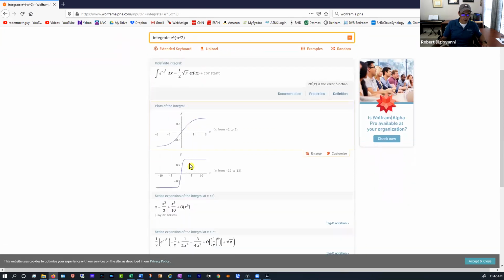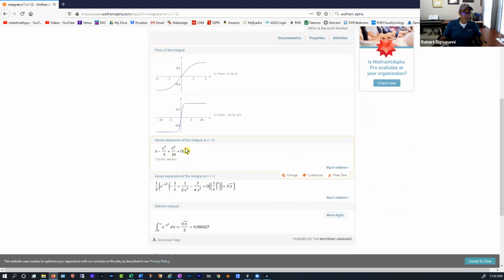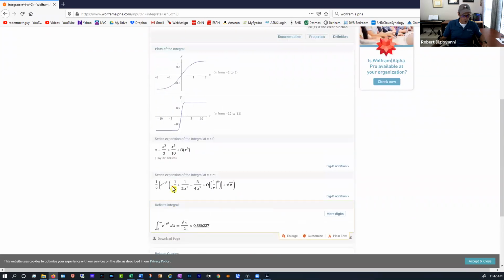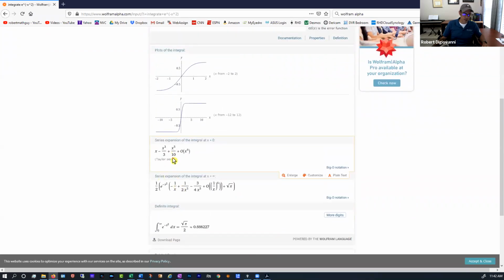Now, if you scroll down in Wolfram Alpha, it actually gives you the power series for that function. Yeah, this is just the power series. That is the antiderivative, but written as a power series instead of as a function.